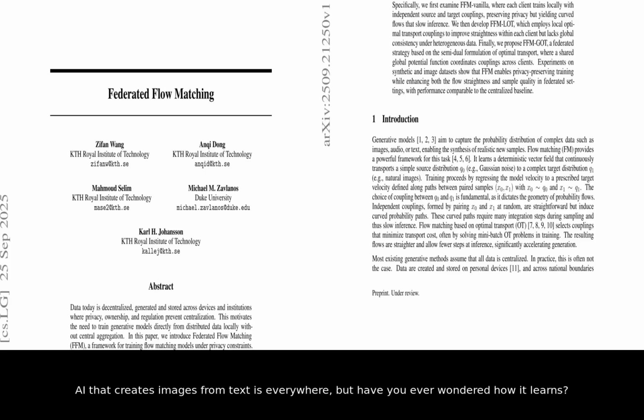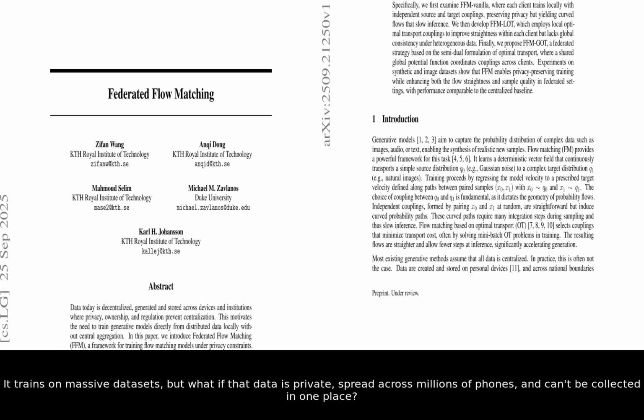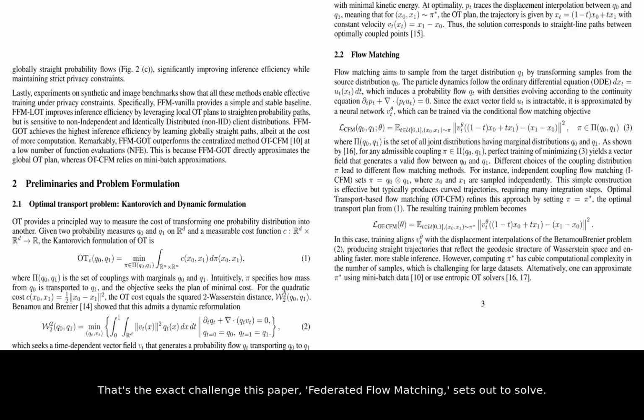AI that creates images from text is everywhere, but have you ever wondered how it learns? It trains on massive datasets, but what if that data is private, spread across millions of phones, and can't be collected in one place? That's the exact challenge this paper, Federated Flow Matching, sets out to solve.